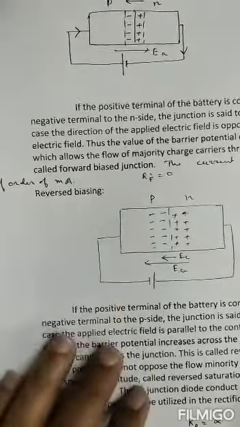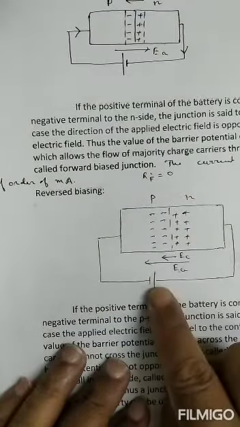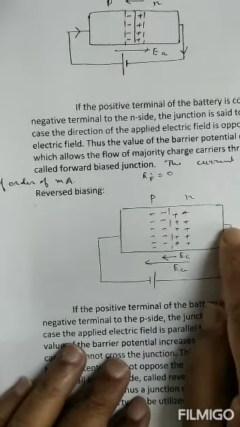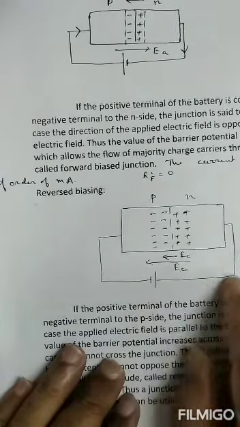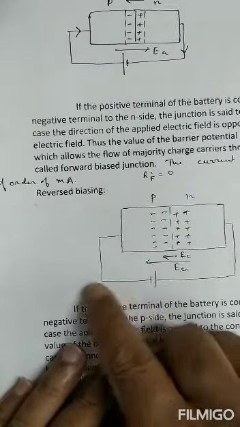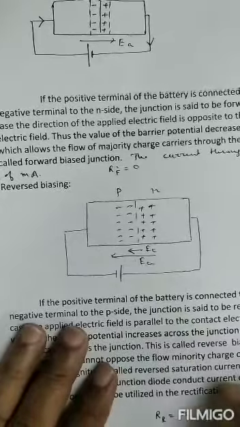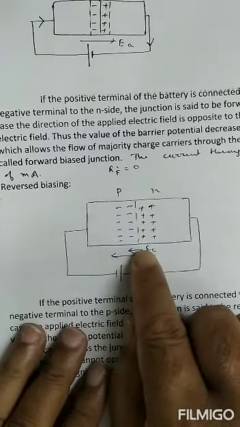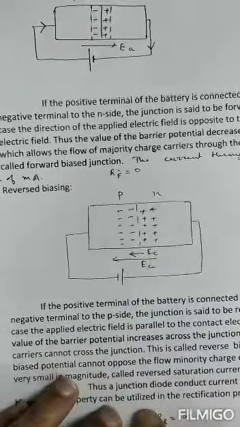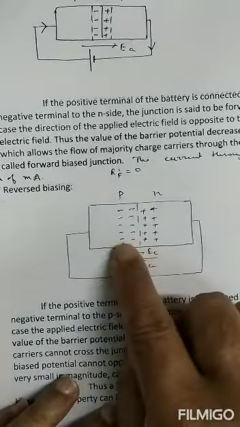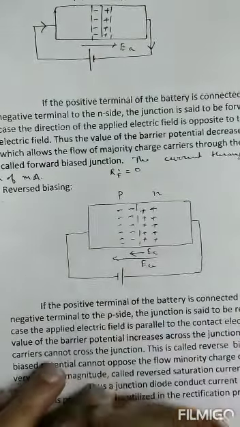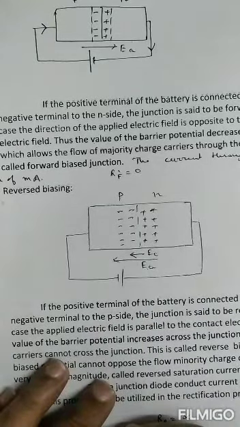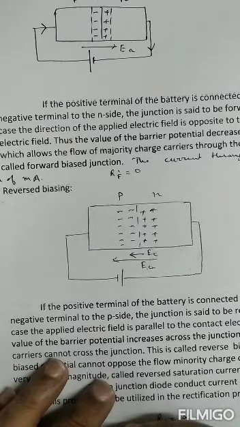Now reverse biasing. If the positive terminal of the battery is connected to N side and negative terminal to the P side, then what happens? The direction of applied electric field and contact electric field are parallel to each other. As a result, the junction electric field or contact electric field gradually increases, due to which majority charge carriers cannot cross the junction.